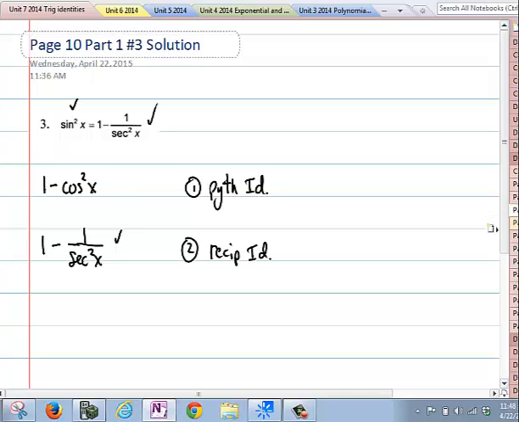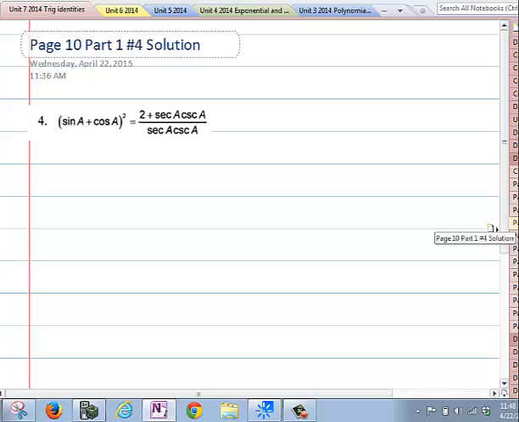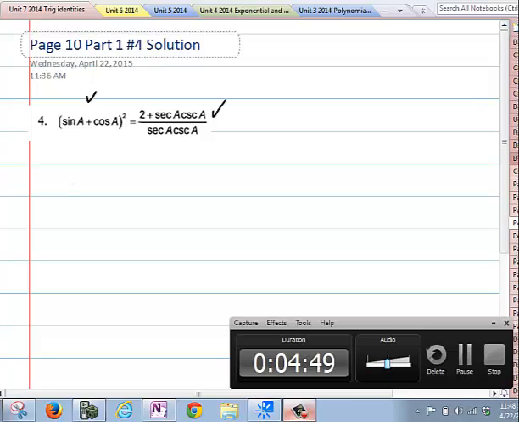I'm on to page four, the fourth identity. Now this one is sine of a plus cosine of a, squared, should equal this. This one is going to take a little bit of a while to get through. I'm going to work on the left side. I think I'm going to FOIL that out. So I'm going to just FOIL it out, but I'm going to pause the video while I do that to save time on the video.